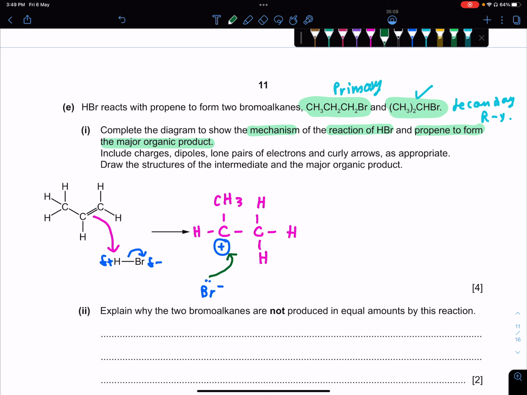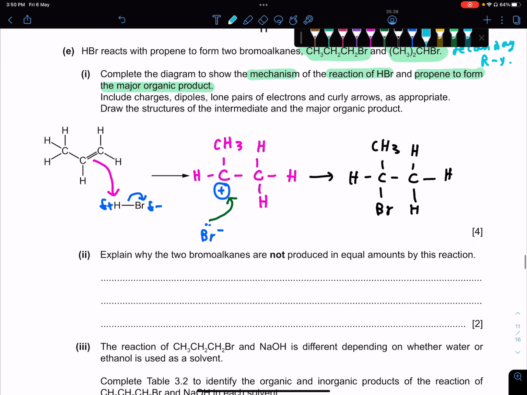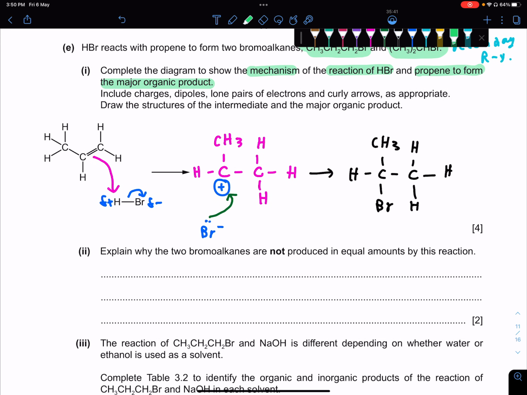So the negative part of the reagent attacks that carbon atom that has less number of hydrogens. This carbon has one hydrogen, this carbon has two hydrogens. So the hydrogen, the positive part of the attacking ingredient, went to that carbon atom that had more hydrogens. So do you remember that concept? Now the product formation, it will be an H carbon carbon, and the CH3 and the bromine will be here. This is a secondary carbocation, and the three H's are here. One hydrogen got added to this carbon atom because it has more hydrogens. Markovnikov's rule applies here.